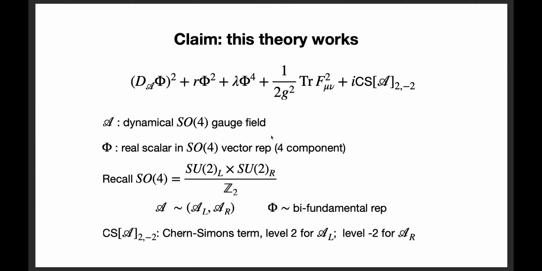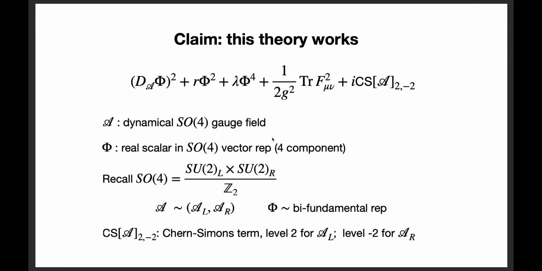We have a gauge theory where the gauge field A is an SO(4) gauge field, and it couples to a free scalar in the SO(4) vector representation. So it's a 4-component real scalar. This part is just some phi-fourth terms, so it's the ordinary part. And this is the Yang-Mills term. If you forget about the last term, this is just the ordinary SO(4) Higgs transition. But actually we have the last term, which is the topological term.